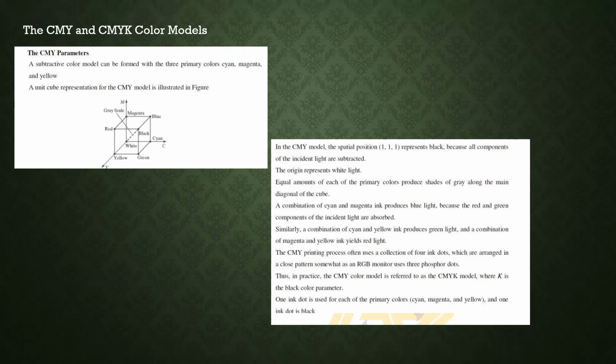The printing process often uses a collection of four ink dots which are arranged in a close pattern, somewhat like an RGB monitor uses three phosphor dots. Thus in practice, the CMY color model is referred to as the CMYK model, where K is the black color parameter. One ink dot is used for each of the primary colors and one ink dot is black.